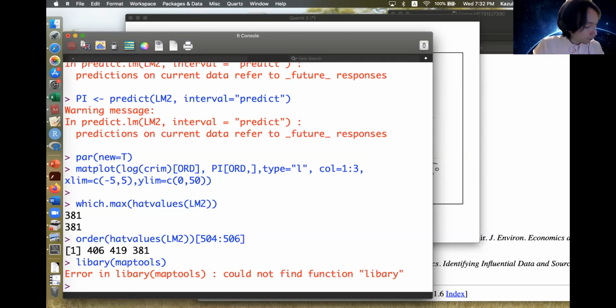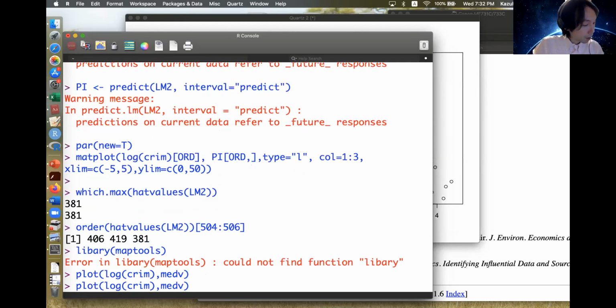So then, again, plot the log of crime rate and the median home value. And the point level, so that we have now this one. And the point level of the x is equal to the crime rate. Maybe I should say the log of crime rate.